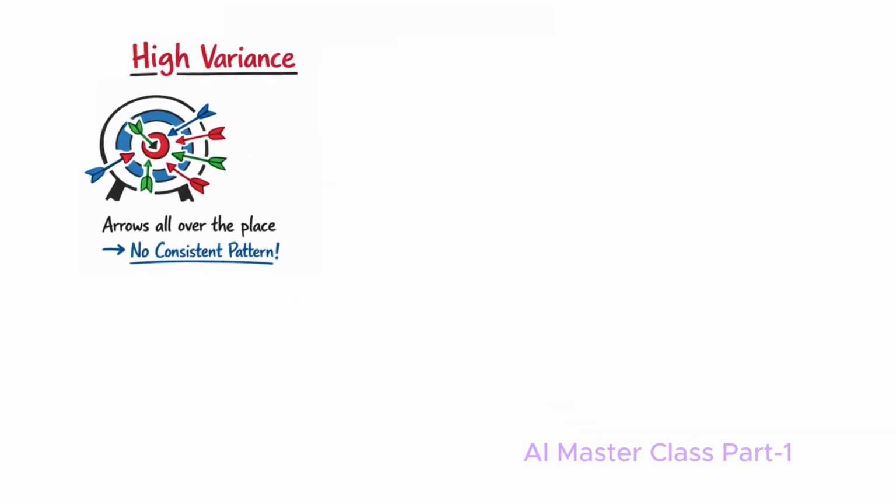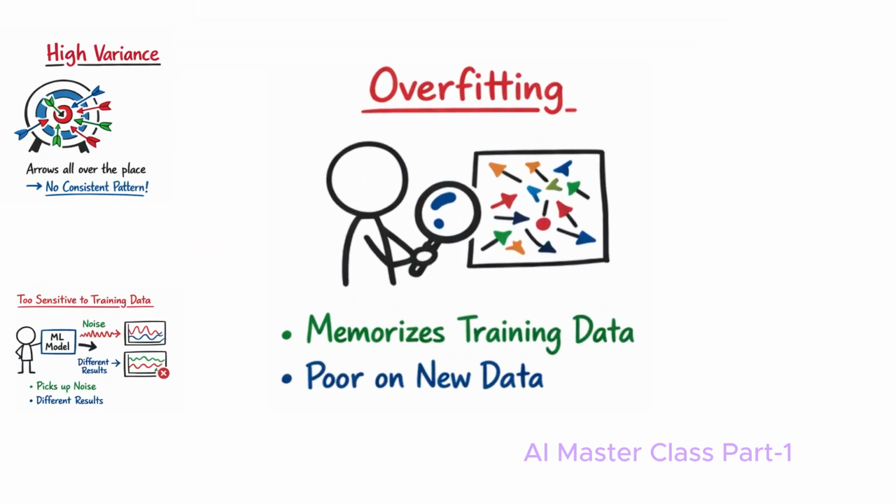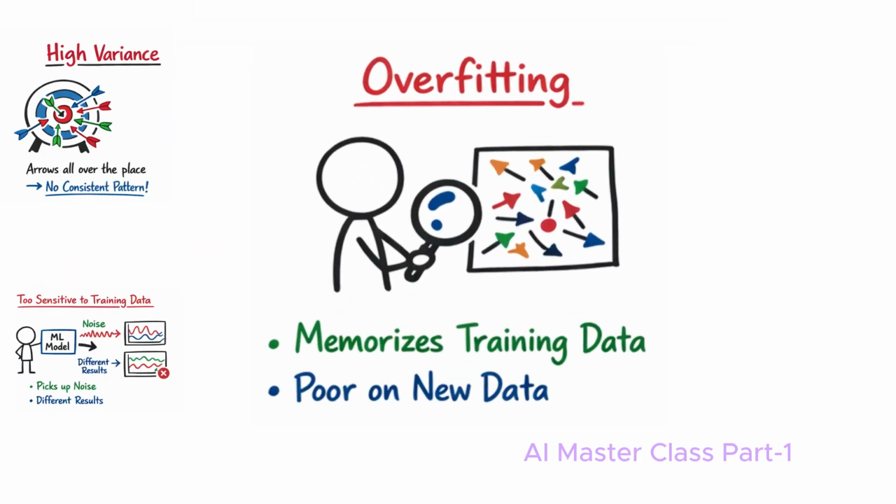In machine learning, high variance means the model is too sensitive to the training data. Due to this, it starts picking up noise and random fluctuations instead of the real pattern. So if you show the model slightly different training data, it makes completely different predictions. This is known as overfitting. Here, the model starts memorizing the training data instead of learning the general pattern.